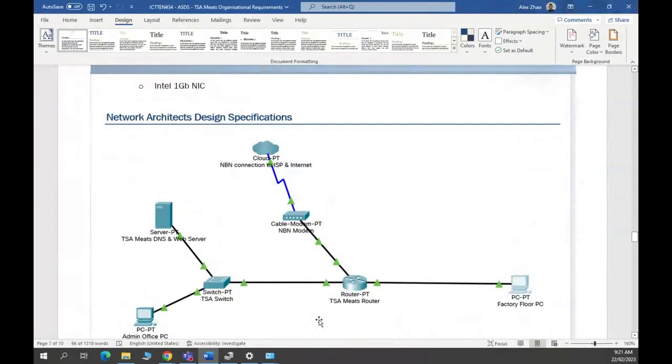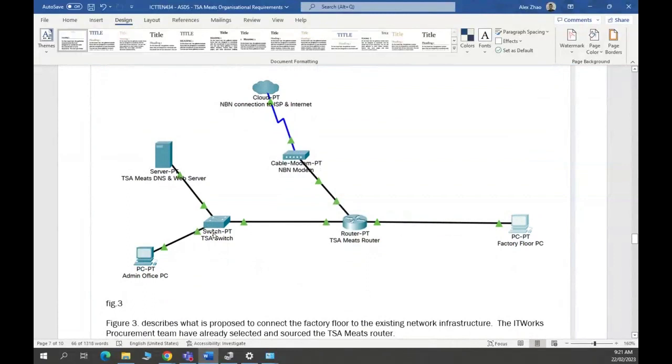This is a new design. So at your company, there's a network architect. This person has designed this as a solution. You're not here to design the solution. You've been given a design. You're going to have a switch, you're going to have a router, and instead of just having the office administration area connected to this network, you're also going to have the factory floor. This factory floor PC represents all the PCs on the factory floor.